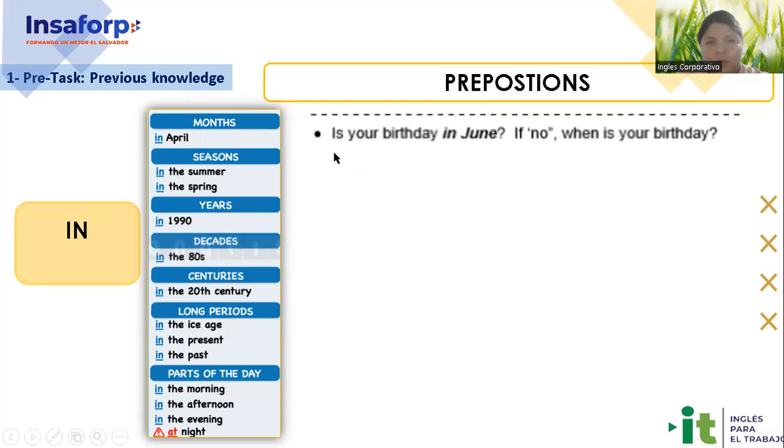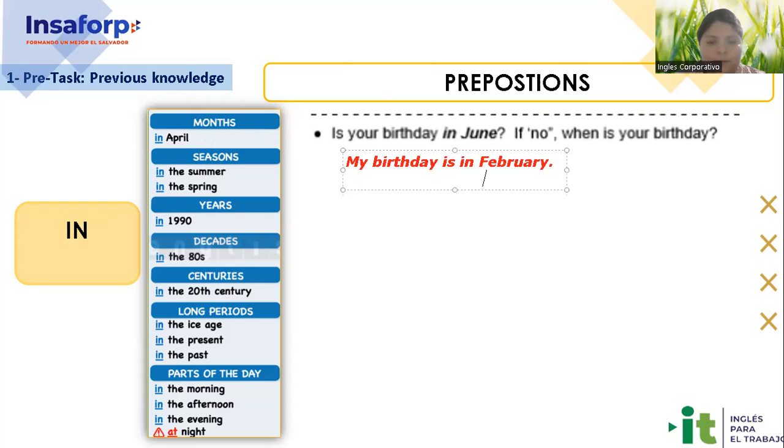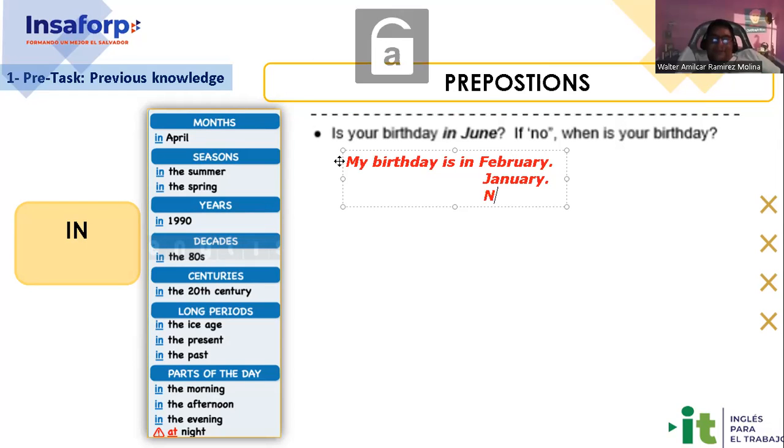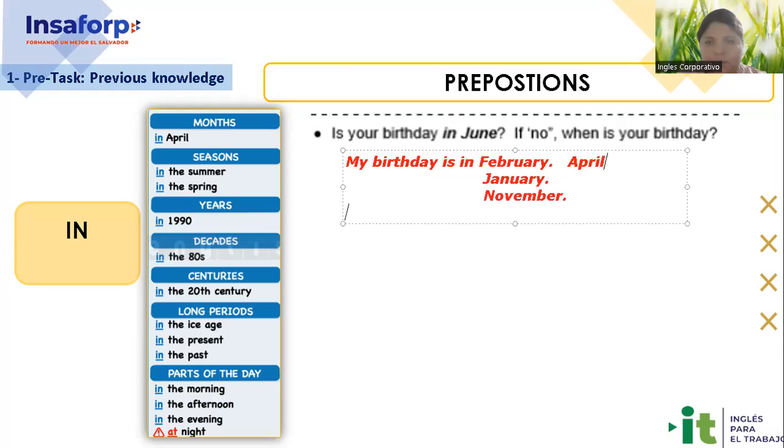For example, question: is your birthday in June? If no, when is your birthday? My birthday is in January, February. So when is your birthday, guys? Tell me. Walter, Sergio, Diana. January. November. April. David. January. April. Anybody else? January. May. August. Okay, so these are some examples of how you can use in, for only mentioning the month, right?